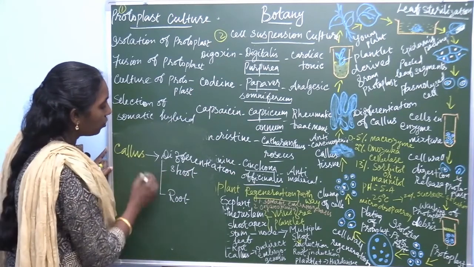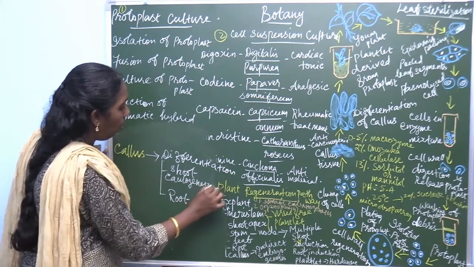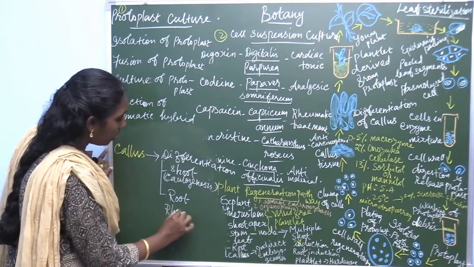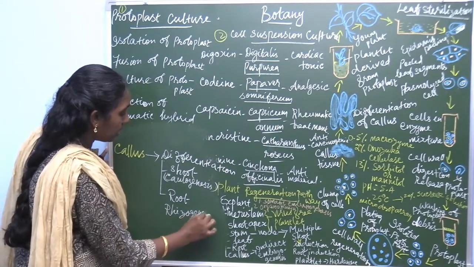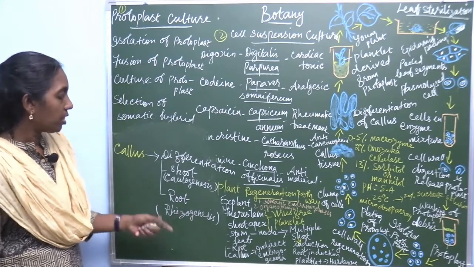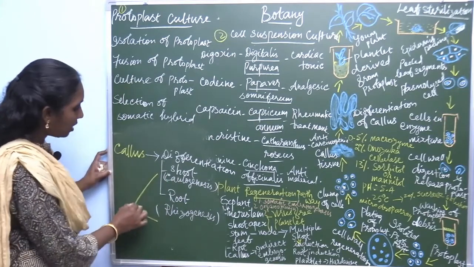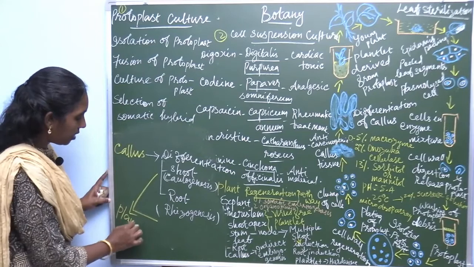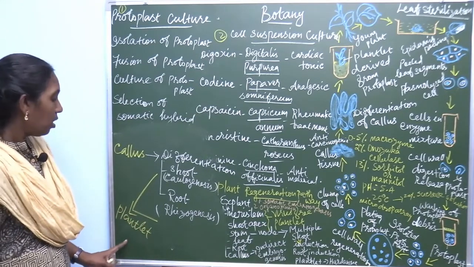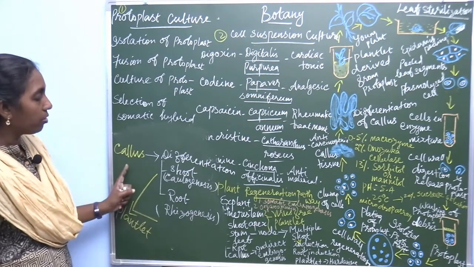If it produces the shoot, the process is caulogenesis. Or when it produces the root, it is known as rhizogenesis. So caulogenesis and rhizogenesis, both of these produce a plantlet. So this plantlet can be transferred to hardening, the direct environment. So this process is organogenesis.